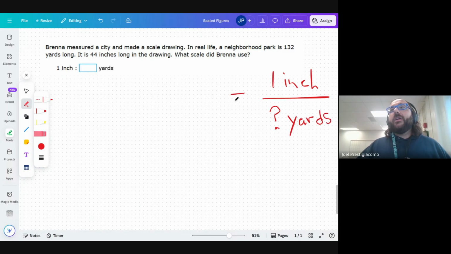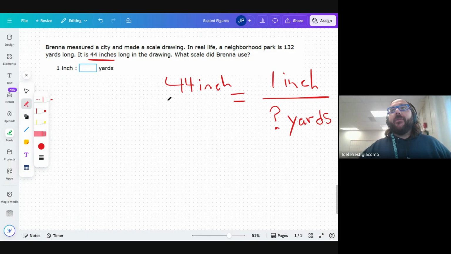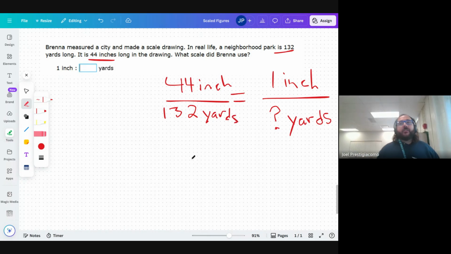Okay, so we're going to build this equation here, right? It says in the problem that she uses a 44-inch model. So we put the inches on top because that's the way the question is asking about that, right? So we want to make sure they're in the same position. And then it says we have 132 yards here. Okay, so this ratio has to be held in order for it to be a scale model, right?